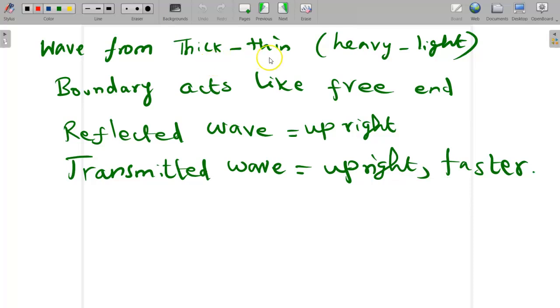Now, wave from thick to thin, heavy spring to light spring. If the wave is traveling so, the boundary is acting like a free end. The reflected wave is upright because it is acting as a free end. If the boundary is acting as a free end, the transmitted wave is always upright. And the transmitted wave is faster because the wave is traveling through the thin spring, so it is faster.